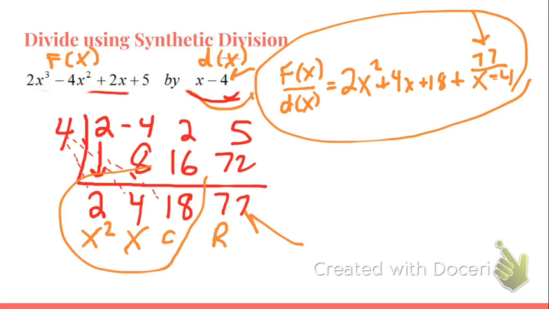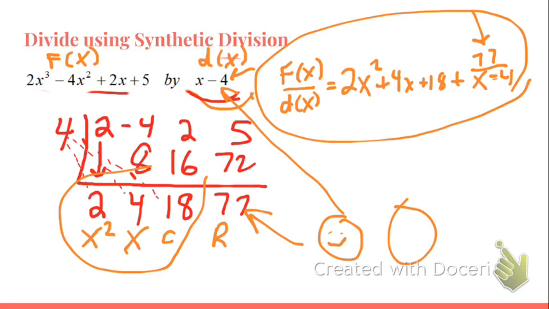Alright, and when this number is 0, it's going to make us happy, because that tells us that our divisor is a factor. But in this case, if it's not 0, we're sad, and it's not a factor, x minus 4.